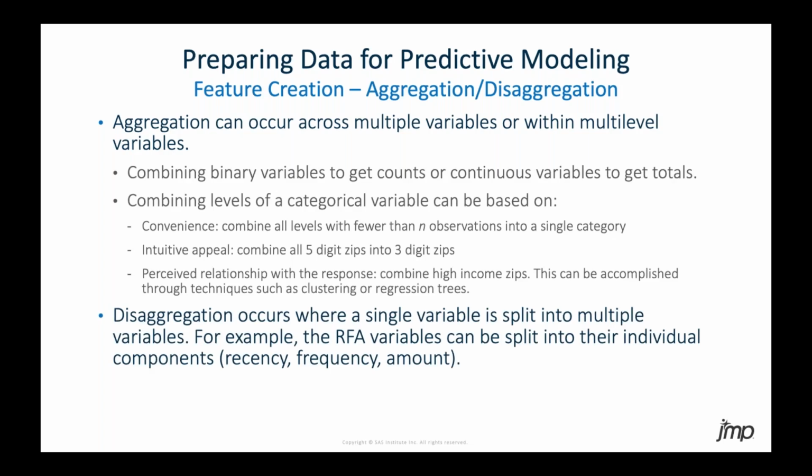So disaggregation is just the opposite. Disaggregation is when I split up a variable. Honestly, I think of this more as what happens before preparation. This is a case where I've got a column, and that column really can be split out because of the characteristics of the column. The RFA variables in the direct mailing data set could be split up into a recency, a frequency, and an amount, and it's just the way that variable is created.